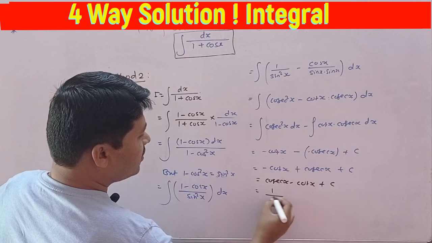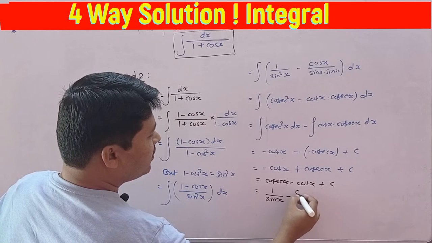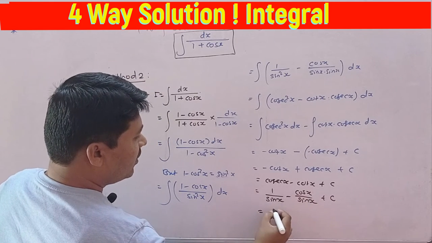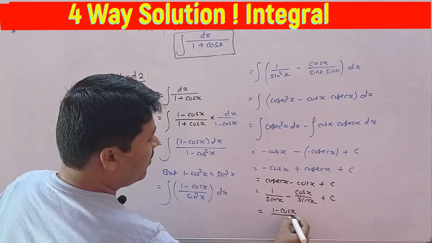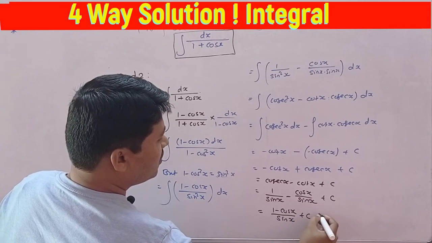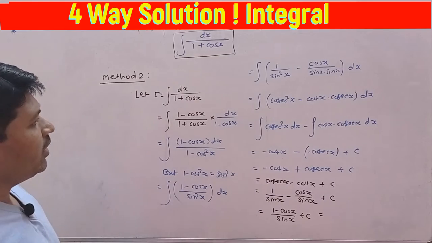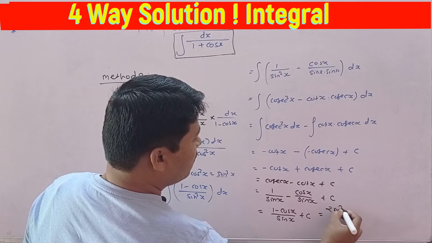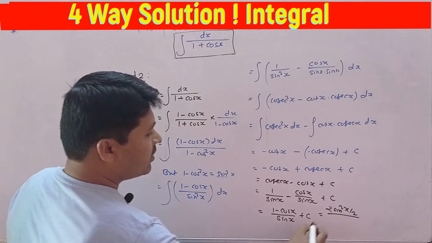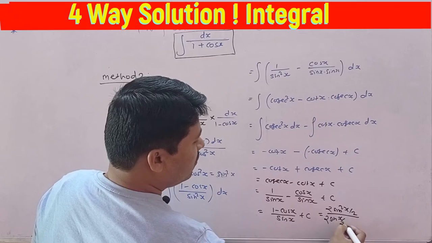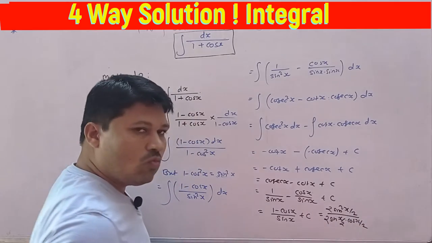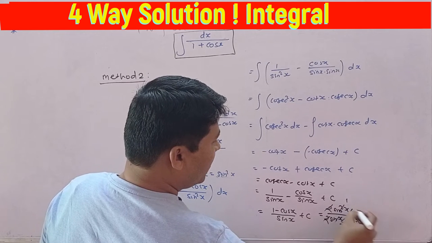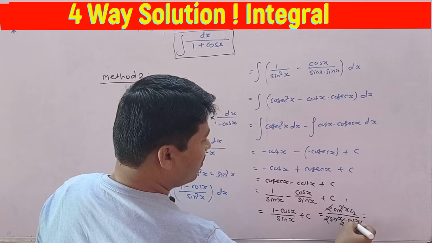We know that cosec x is 1 upon sin x, minus cot x, which is cos x upon sin x, plus c. Then we get 1 minus cos x divided by sin x, plus c. Again I simplify this term: 1 minus cos x is 2 sin square x by 2, divided by sin x, which by the half angle formula is 2 sin x by 2 into cos x by 2. Here the 2 cancels, one sin x by 2 cancels, and we are left with sin x by 2 upon cos x by 2.